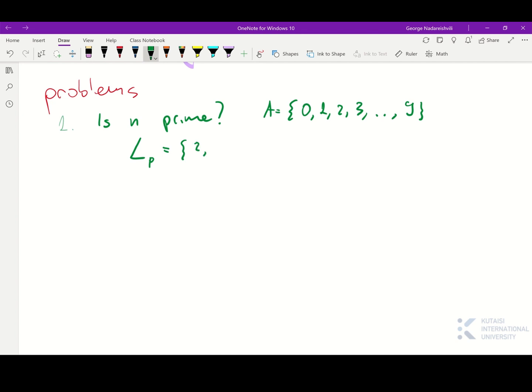That would be 2, 3, 5, 7, what else? 11, 13, and so on. So it's an infinite language, of course, and it contains all prime numbers. And the question "is n prime?" now translates into: does n belong to L_P? So now let's say I prove that L_P is regular, which, spoiler alert, it's not.